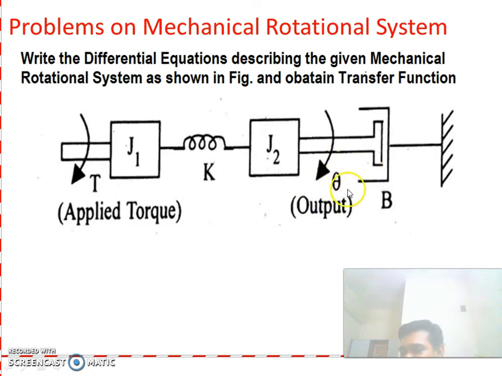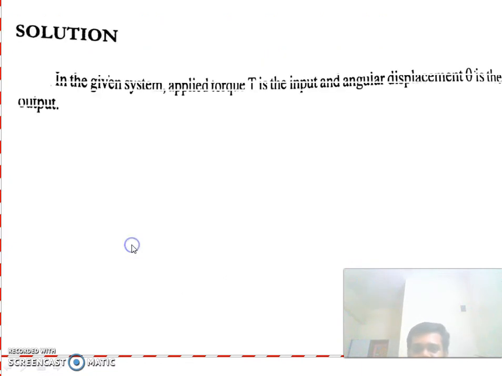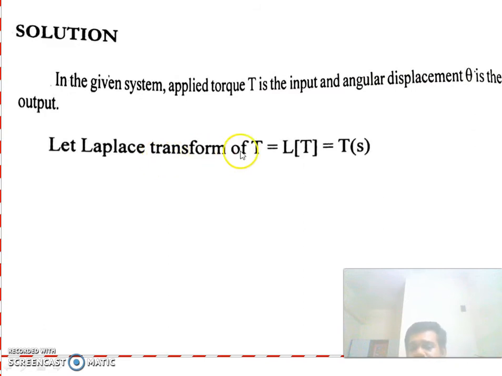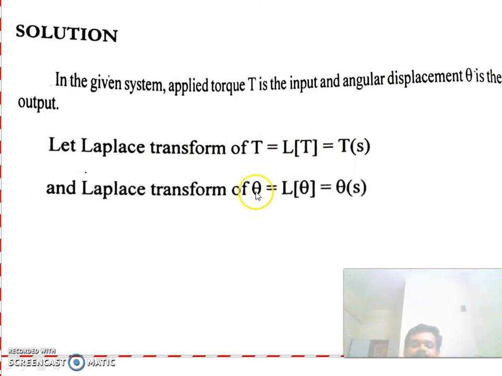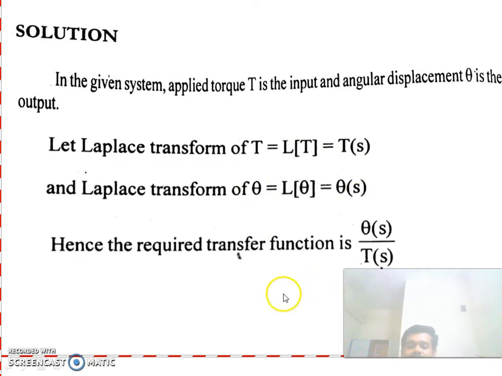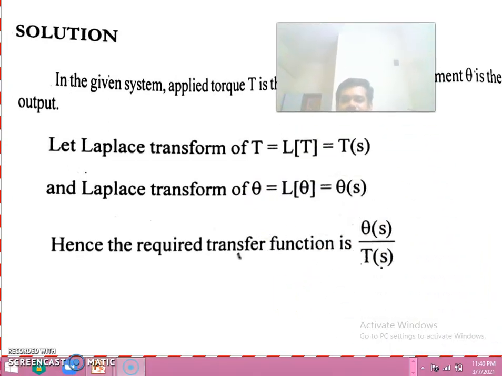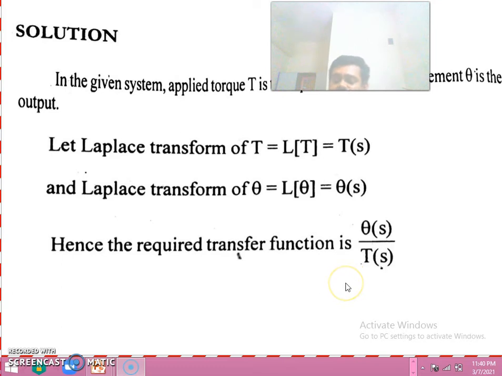So output is nothing but theta. So theta of S divided by what is input, T of S. So we have to calculate theta of S divided by T of S. In the given system, the applied torque T is the input, and angular displacement theta is the output. The Laplace transform of T is T of S, and the Laplace transform of theta is theta of S. So we have to find theta of S divided by T of S, which is nothing but the transfer function.